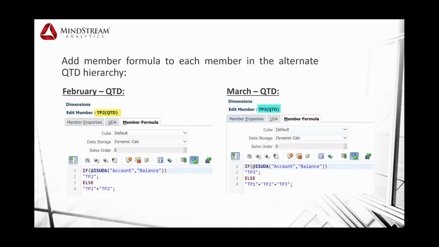After you have created this alternative hierarchy, you need to add your member formulas. So in this example, you see February for quarter to date, and you'll note in the screenshot that periods 1 and period 2 are added together to create the February quarter to date. For March, it's the same concept, except you're adding periods 1 and 2 and 3 together to get to your quarter to date.